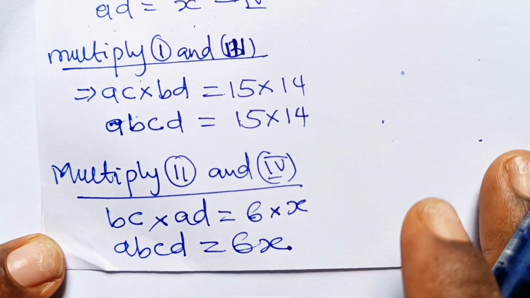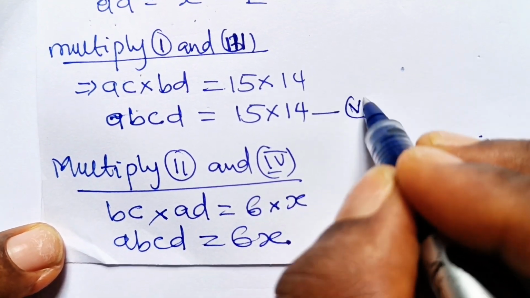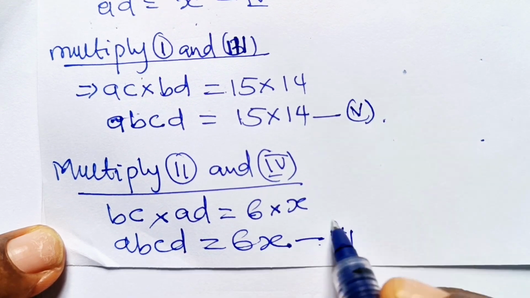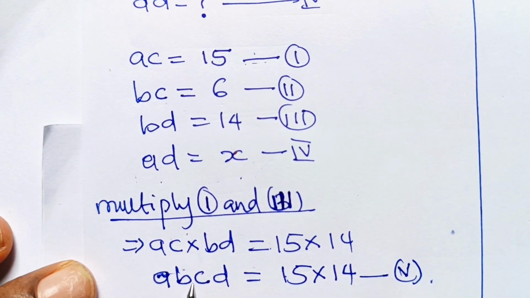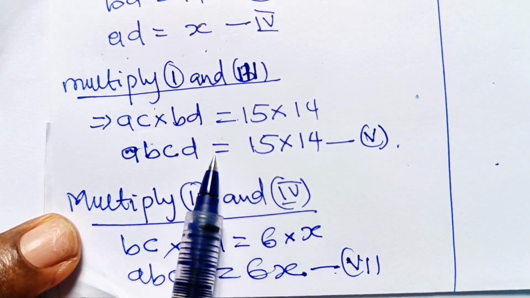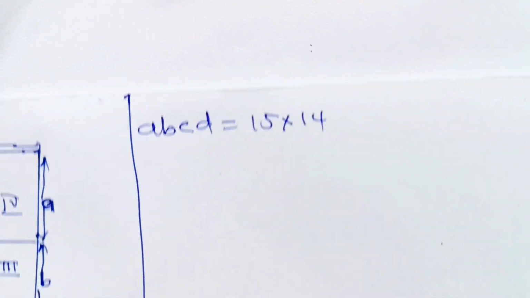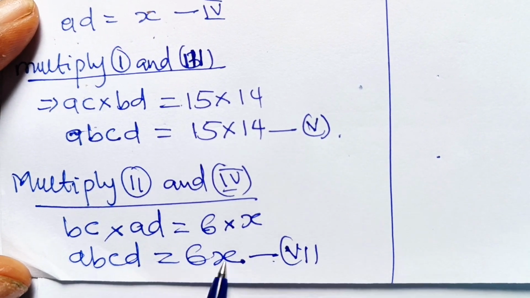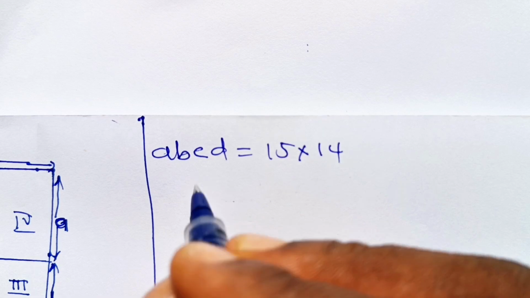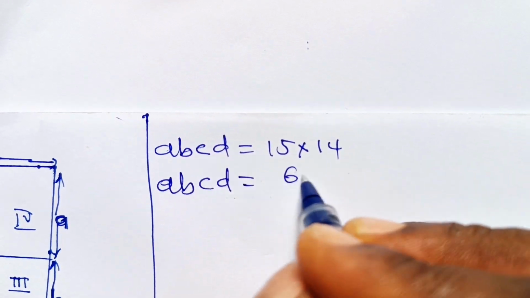Now, look at what we have here. Let's call this equation 5 and this equation 6, okay? Now, can you see that we are almost at the end of our journey? Yes, because according to equation 5, ABCD is equal to 15 times 14. And according to equation 6, ABCD is equal to 6X.